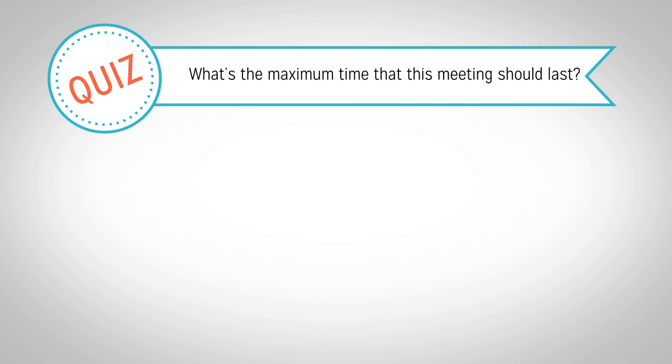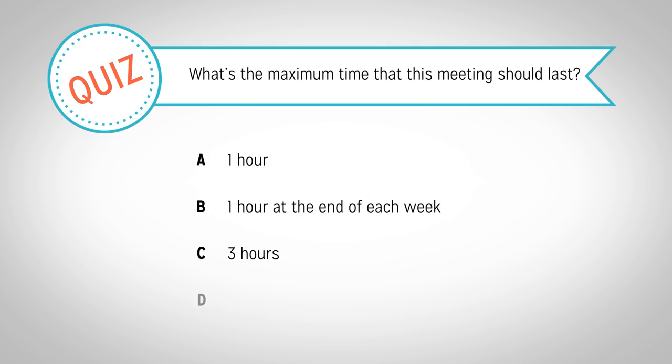You are scheduling the sprint review meeting for your development team. Your team has just finished a 3-week sprint, and they are eager to demonstrate their progress. What's the maximum time that this meeting should last? A, 1 hour. B, 1 hour at the end of each week. C, 3 hours. D, however long it should take.